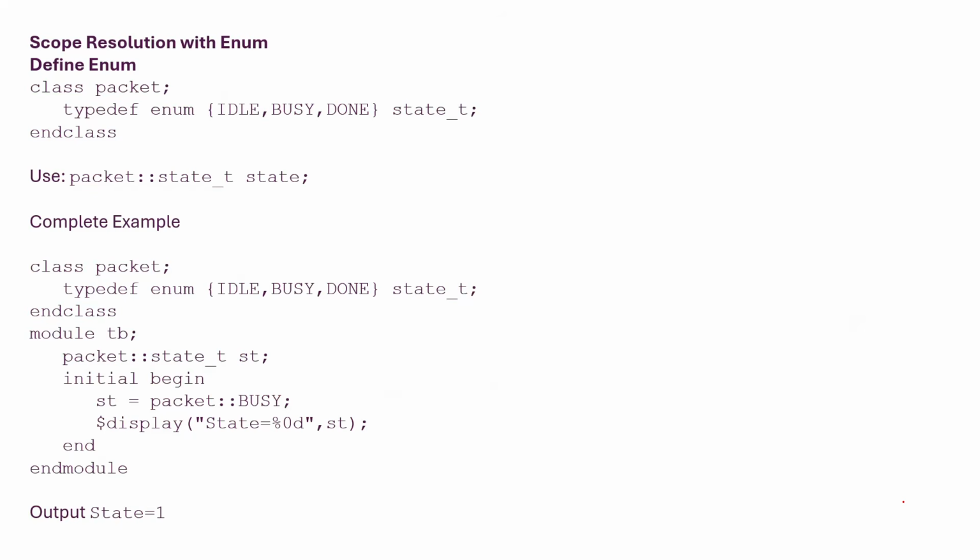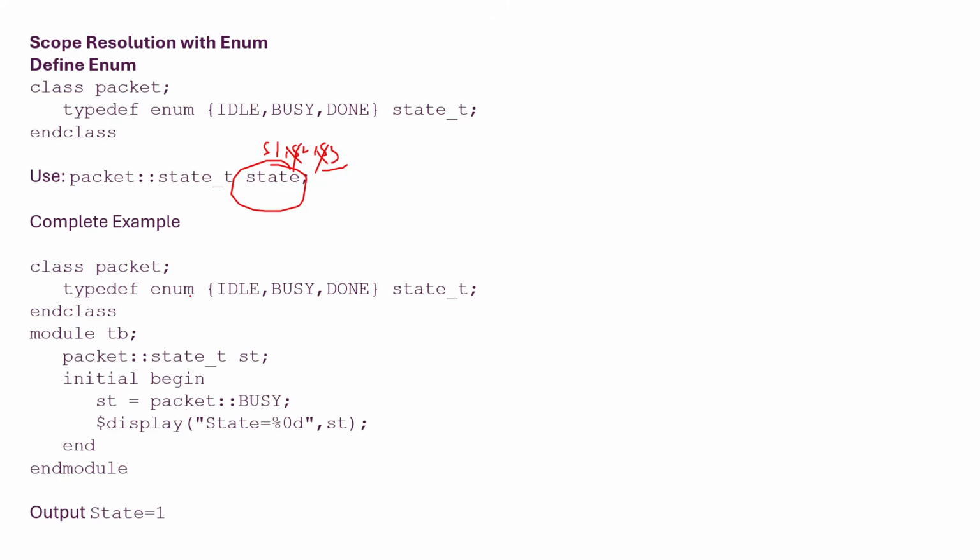I told you, scope resolution with enum. Enum is the same thing: we create an enum with a handle, state t, and then another handle state. Here the state can be represented by any name, such as S1, S2, S3. So I'm considering s1.